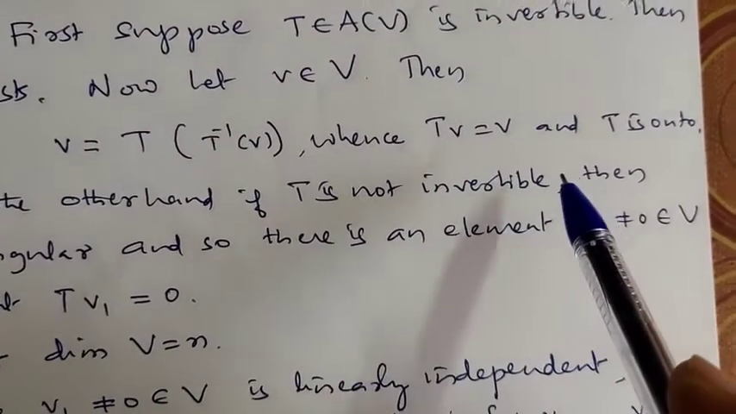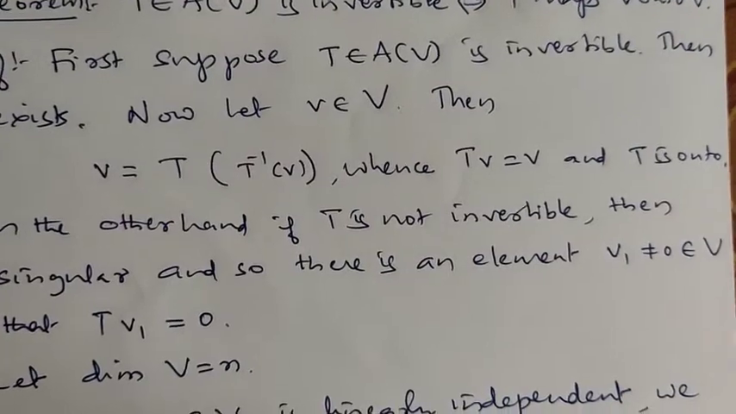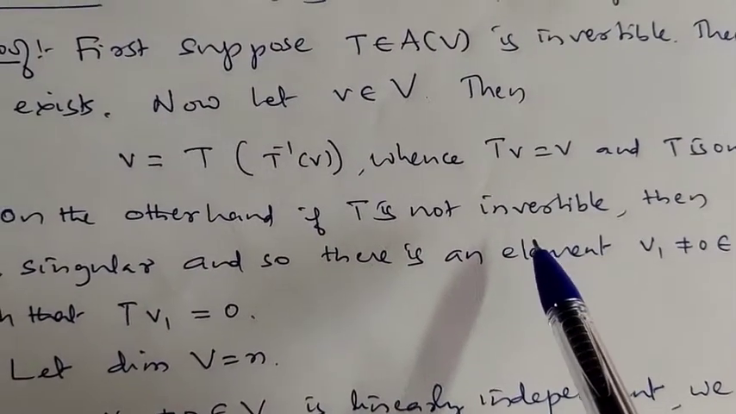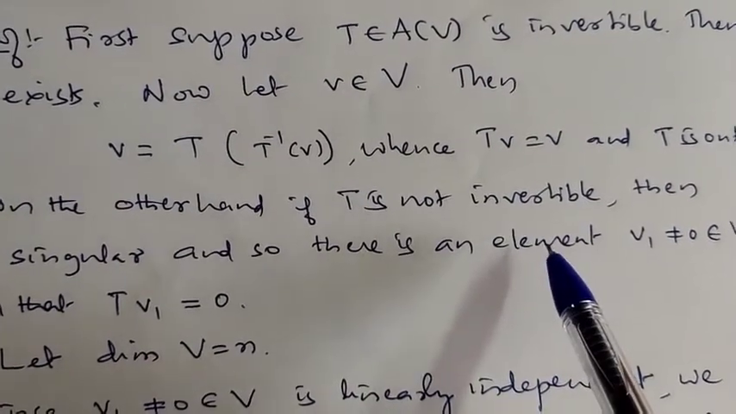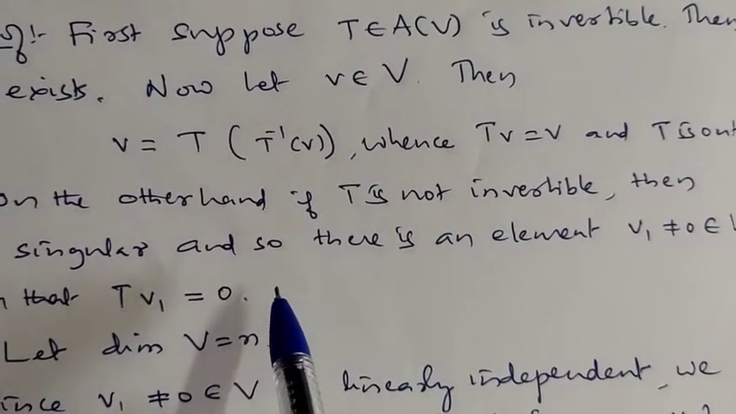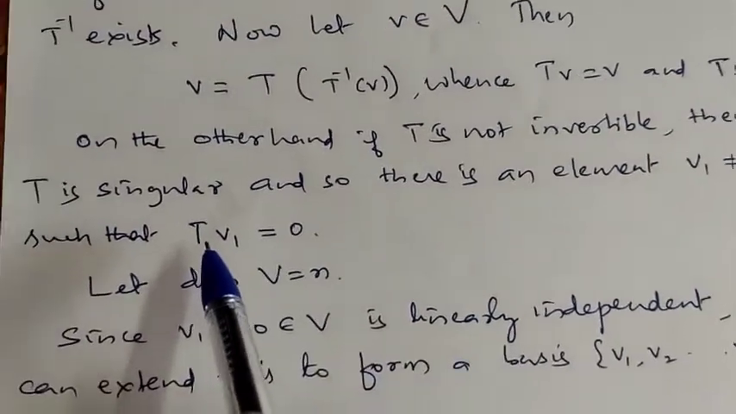Conversely, let us take T is onto, and we show T is invertible. So suppose T is not invertible, then what will happen? We are proving it by the contrapositive method. Suppose T is not invertible, then T is not regular. T is not regular means T is singular.